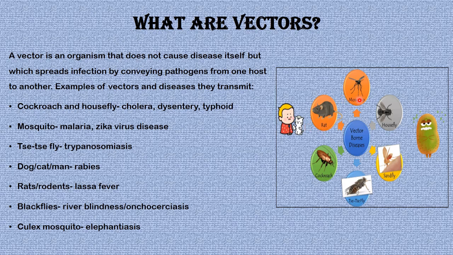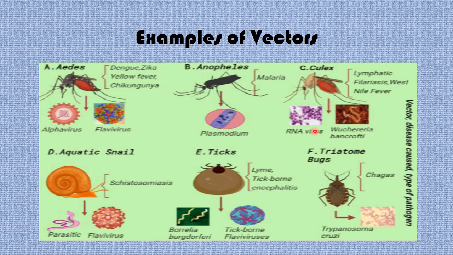We have rats, mosquito, housefly, cockroach or cockroaches, tsetse fly, sandfly. They all cause vector-borne diseases. Now, moving along, we have other examples here. We have the Aedes mosquito that causes dengue fever, Zika, yellow fever, and the pathogens that they transmit, alphavirus and flavivirus. The female Anopheles mosquito causes malaria and it transmits plasmodium.